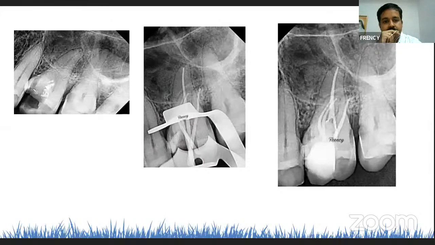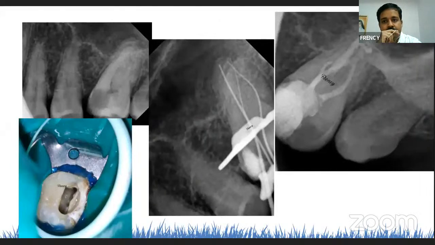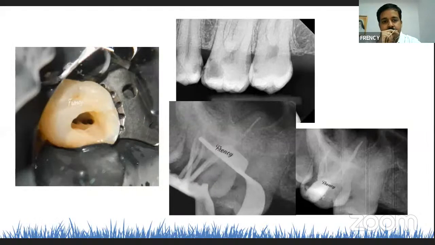Then sometimes here also you can see 3 canal morphology, but you can see the apical MB1 and distobuccal canal are joining with some apical delta. So sometimes the upper 7 you can see this type of picture also. This is also MB3 canal, but all these canals are joining in the middle third region.